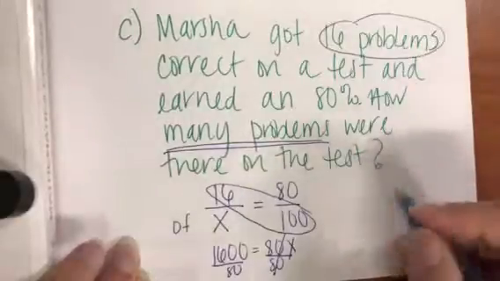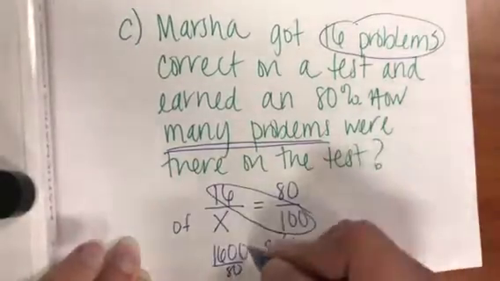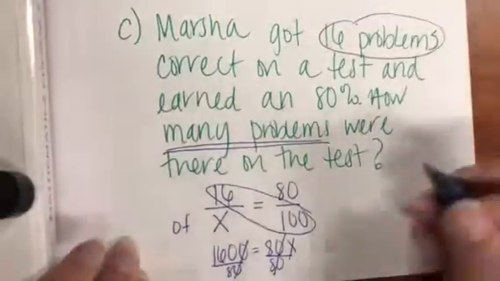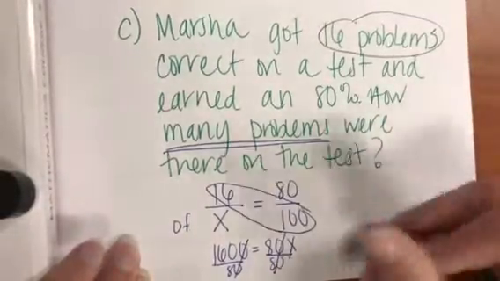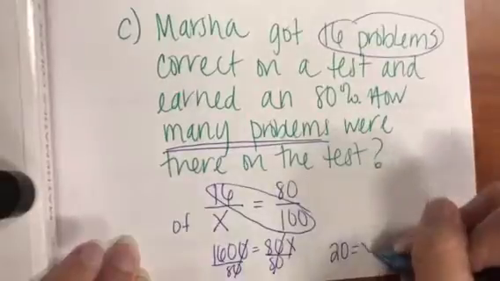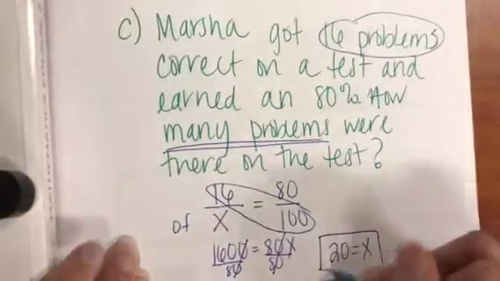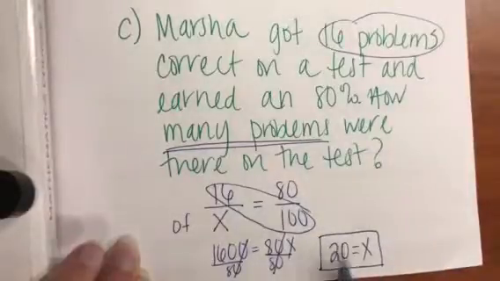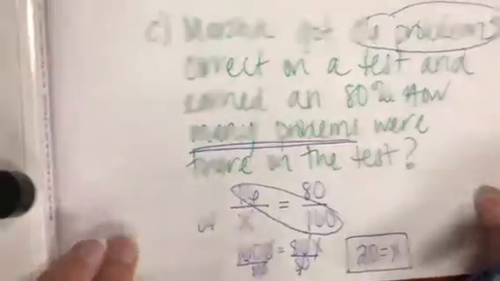I don't know what that is. Is it 20? Because if you look at it, 16 divided by 8 is 2, and then you add that 0. You guys are so good with mental math. So 20 equals x, so that means that there were 20 problems on the test, and out of those 20, she got 16 correct. And that gave her an 80. Cool. Okay, here's the next one.